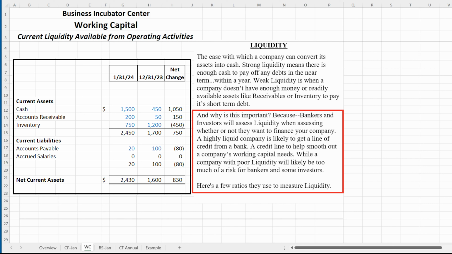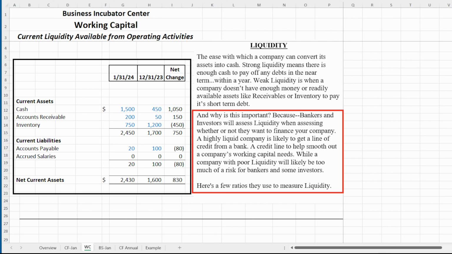A highly liquid company is likely to get a line of credit from a bank, a credit line that can be used to help smooth out a company's working capital needs. That balancing act, remember? While a company with poor liquidity will likely be too much of a risk for bankers and some investors.